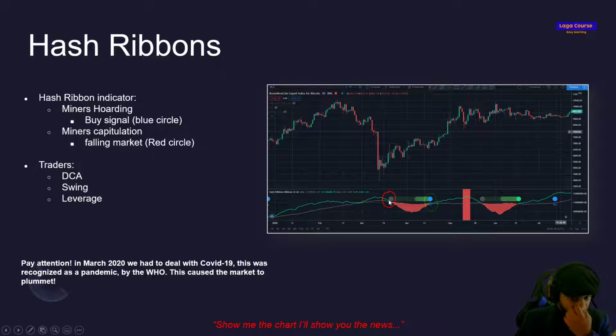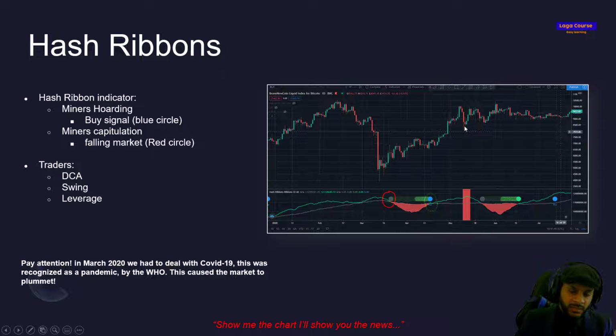When the lines cross and you see a red color in the hash ribbon indicator on the chart, it indicates that the miners are capitulating, so the markets are falling. But the scenario displayed in this image is because of COVID-19, which was recognized as a pandemic by the World Health Organization. This is what they call a black swan event. Nobody could have prepared for this. It was just unhealthy. And normally, this is what it looks like.